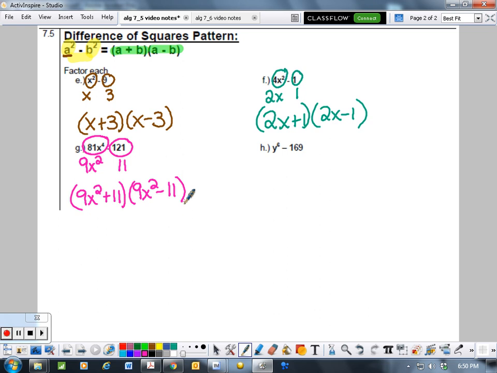And then I sometimes get people going, well, hey, isn't this a difference of squares pattern too? And I'd say, yes, this is a square, but this is not a perfect square, so really I can't.